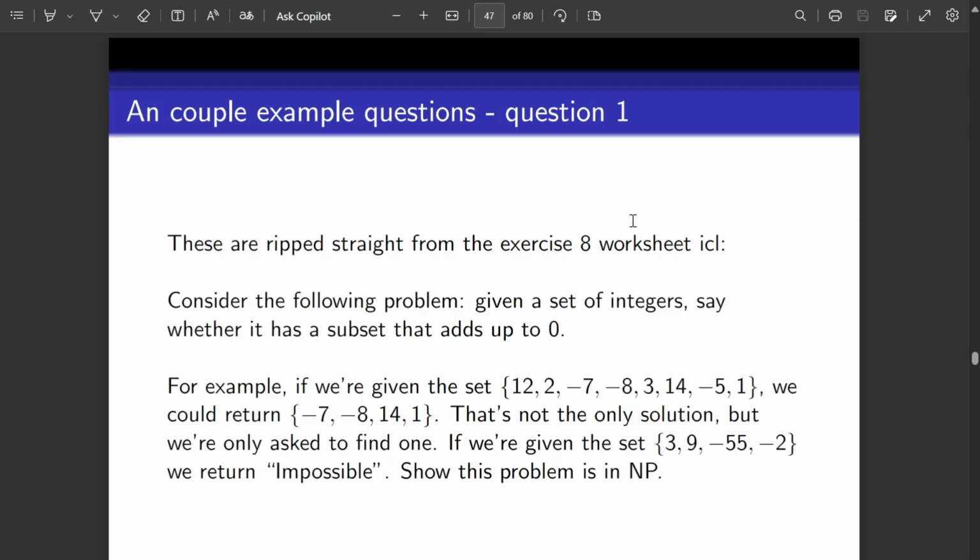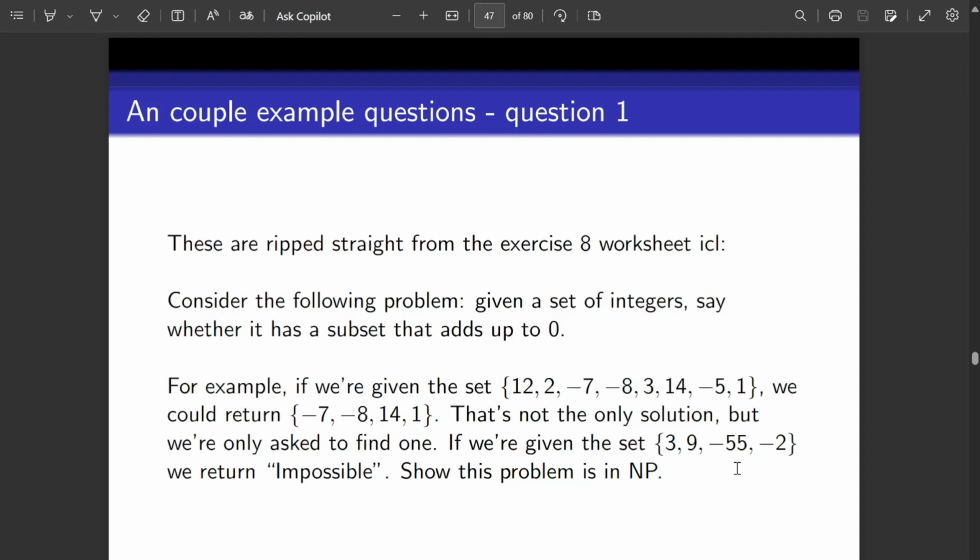So consider the following problem. Given a set of integers, say whether it has a subset that adds up to 0. So for example, if we're given this set, we can return this set because this set adds up to 0. Of course, it's not the only solution, but we only need to find one. So if we're given this set, we can return impossible because there is no subset that adds up to 0.